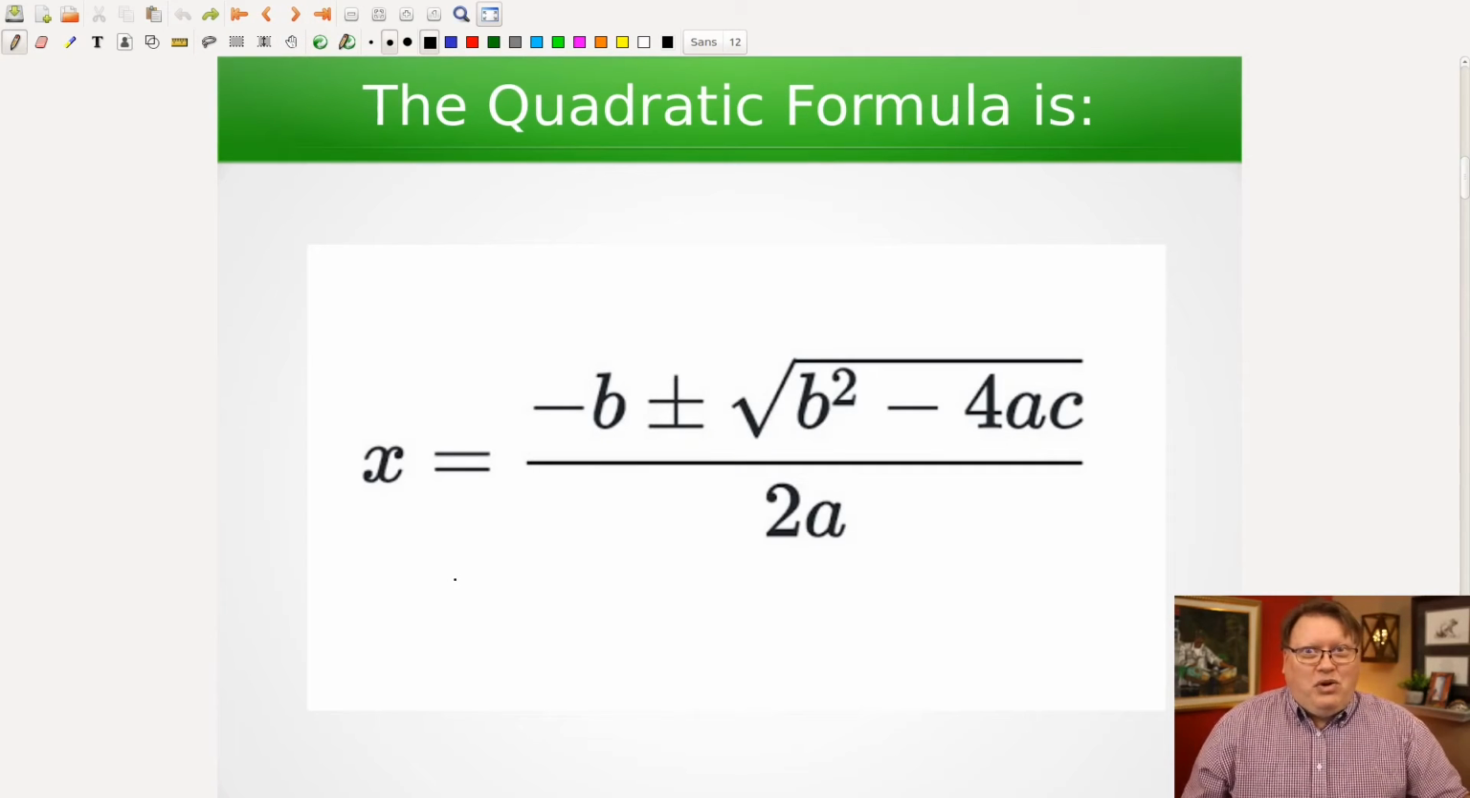This is the formula, all right? X equals opposite b plus or minus the square root of b squared minus 4ac, and all of that is over 2a. Some of you look at that and say, that looks complicated. Well, it's not really, and there is a way to memorize this, which you do need to memorize. The quadratic formula can be memorized.